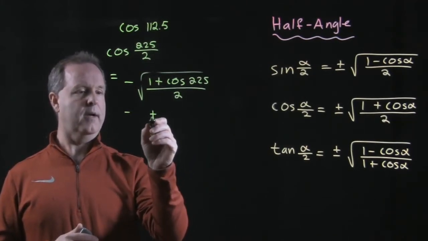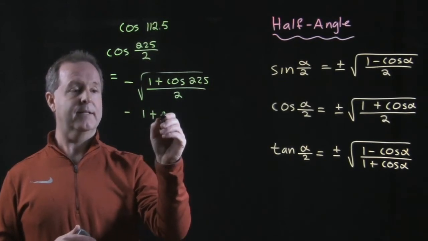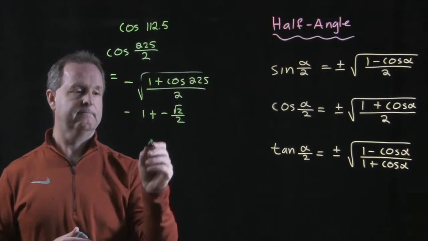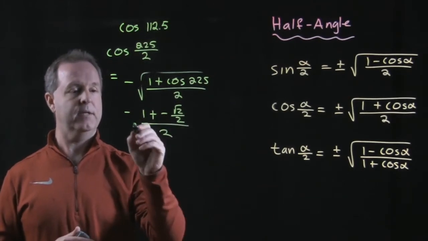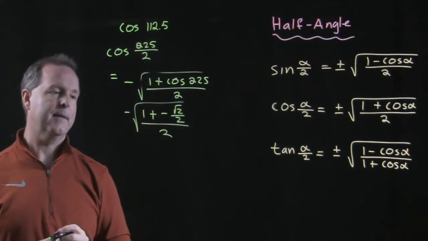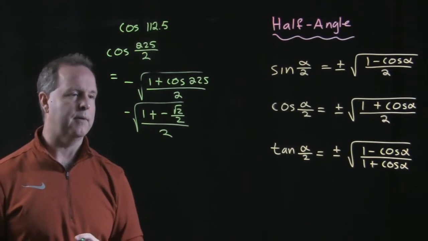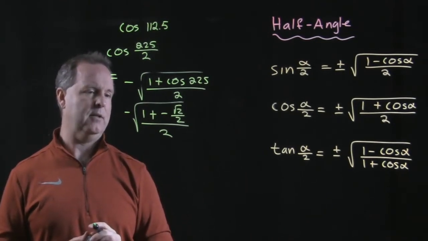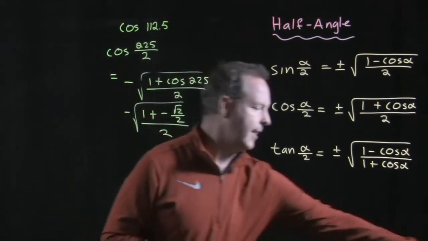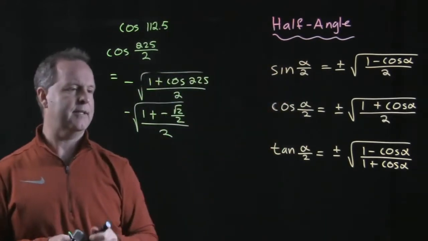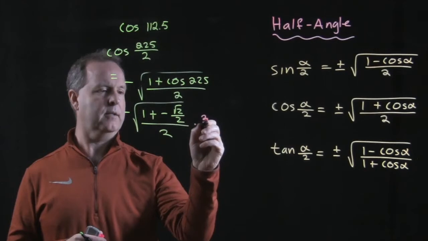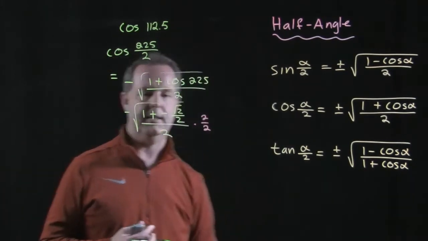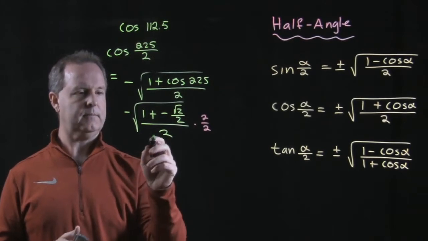Oh, sorry, I have a 1. Plus a negative root 2 over 2, all divided by 2, all underneath. Then from here, it's just doing some mathematical gymnastics to clean it up and reduce it a little bit. Let's go ahead and inside of it multiply by a clever version of 1, a 2 over 2, and see if that helps us out here.